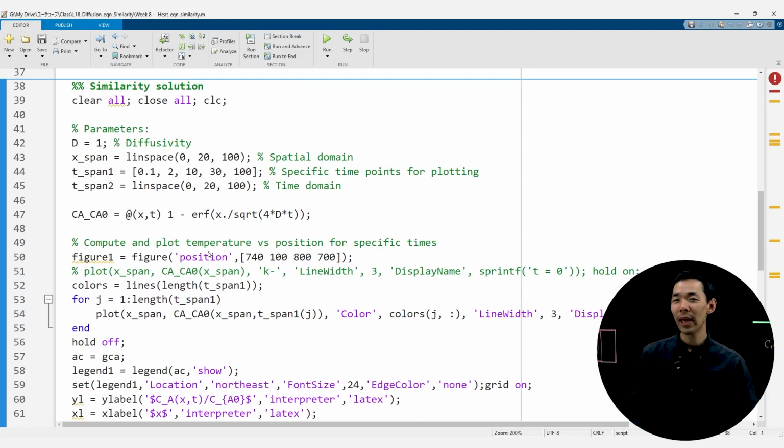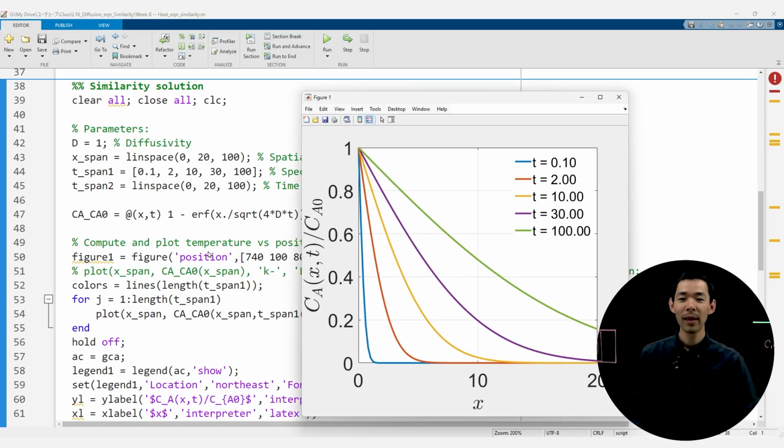So let me go to a different representation of the solution right here. What I'm plotting here is the concentration, as a function of x and time, divided by the inlet concentration, as a function of position x. And I'm plotting here at different time points. So at early times, you're going to see the concentration immediately drops from blue to orange to yellow to purple to green. That's increasing time points. That's what we're familiar with plotting, concentration as a function of position at different cross-sections in time.